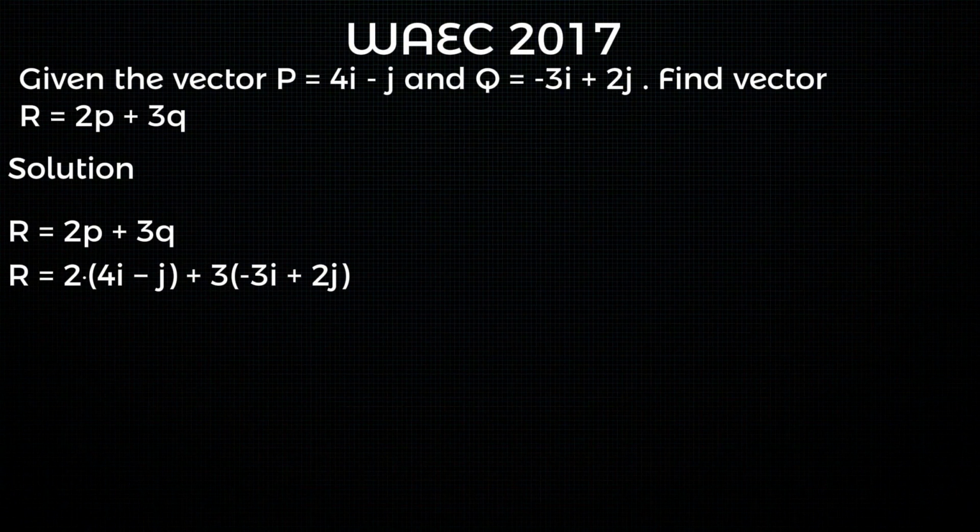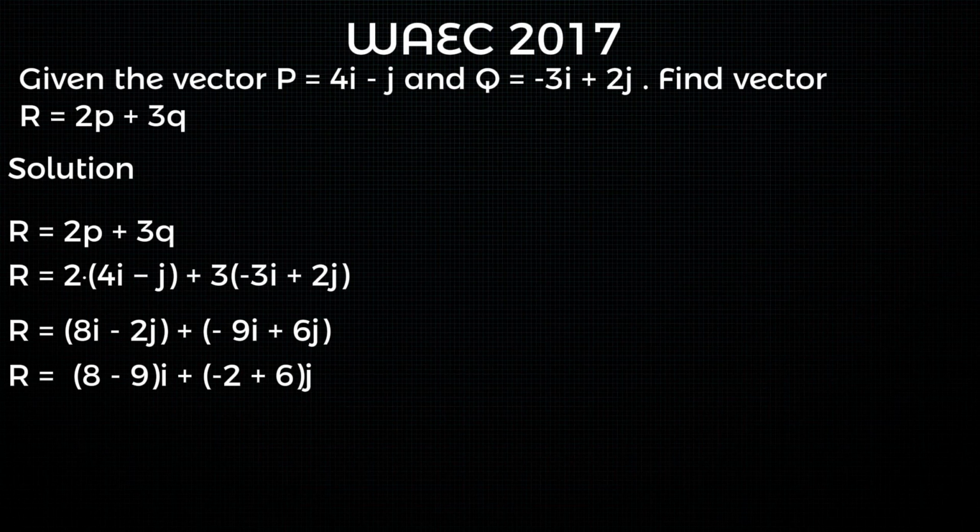So therefore, when we open the bracket, we'll have in bracket 8i minus 2j close bracket plus in bracket minus 9i plus 6j, then close bracket. So when we add these together, 8i plus minus 9i gives us minus i, and when we add minus 2j to 6j, we'll have plus 4j. Therefore, the final answer of r equals 2p plus 3q is minus i plus 4j.